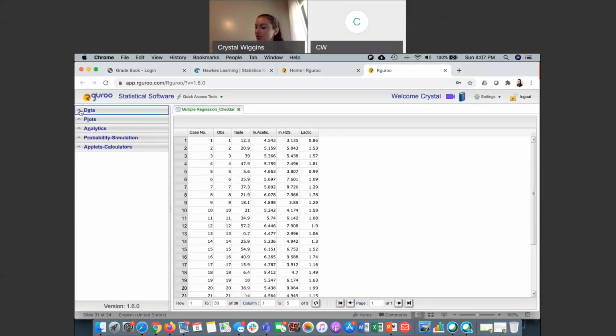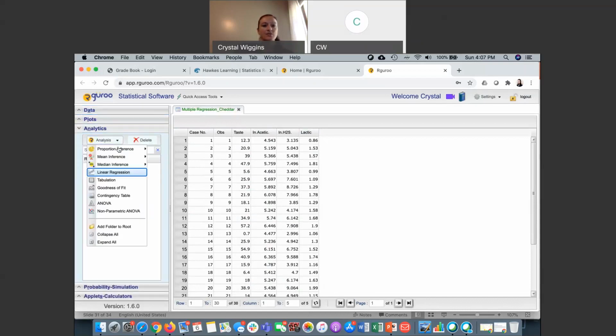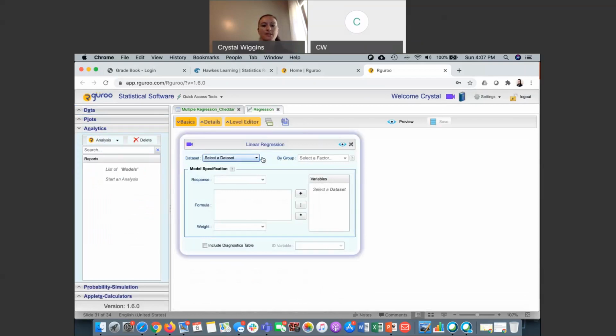Let's go to analytics. And under analysis, let's do linear regression. So I want to select my multiple regression cheddar data set. The response variable is the taste. Now we have to create a formula when you're doing multiple regression. Really, I just have to tell the system what variables I am using as the inputs. So that would be this variable. So we double click, plus double click, plus double click. Okay, so now it tells me use these three in order to get taste.